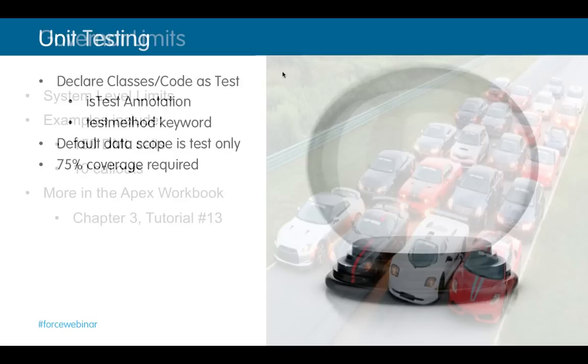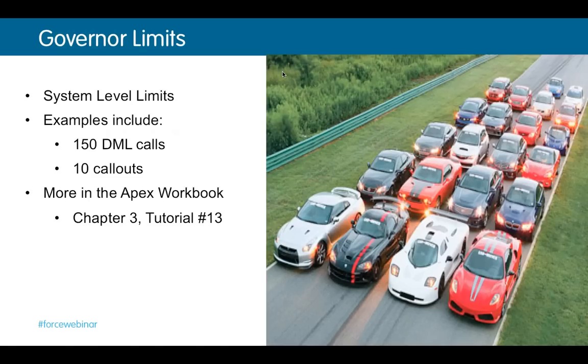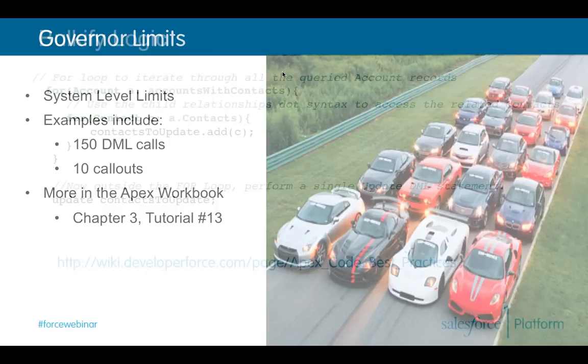Now, we also have governor limits on the Apex platform. I wish I had more time to talk about this. To be quite honest, we could do an entire webinar on this itself. These are system level limits. There are limits on your instance itself. Examples include, when we're doing those DML calls within one scope of operation, I can have 150 of those. I could do 10 HTTP callouts within one scope of operation.